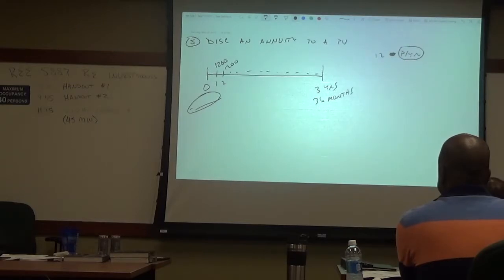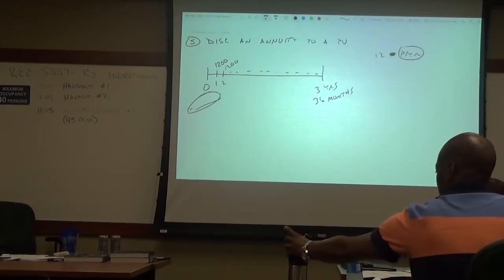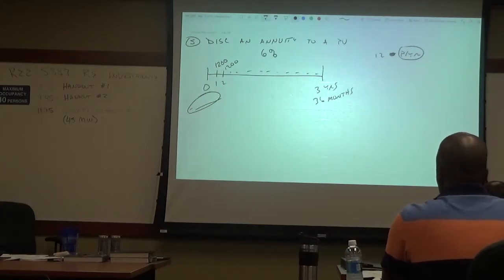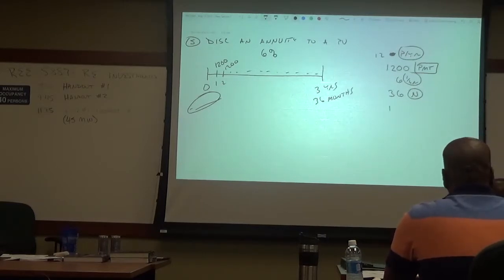Okay, anything else we need to know? Interest rate, okay? What is the interest rate we're going to apply here? Okay, 6%. What about the future value? Oh, we don't have one. So here, we put in the $1,200 as our payment amount, 6% as our interest rate, 36 as our term, and then solve for present value.